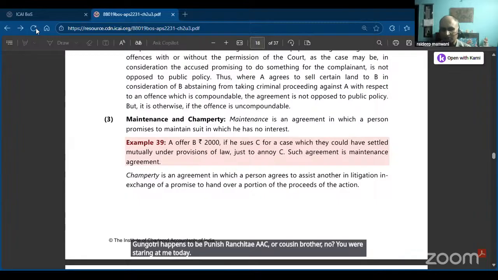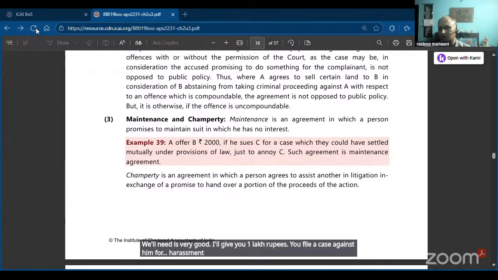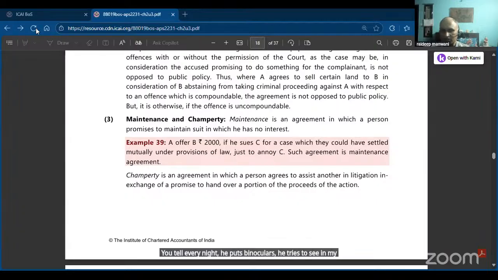Puneet says, very good. I'll give you 1 lakh rupees. You file a case against him for harassment. What for? You tell them every night he puts binoculars, he tries to see in my room, every day staring at me. You file a case against him, simply to harass him. Let him go to the court some 20, 30 times. Let him go to the police and all.